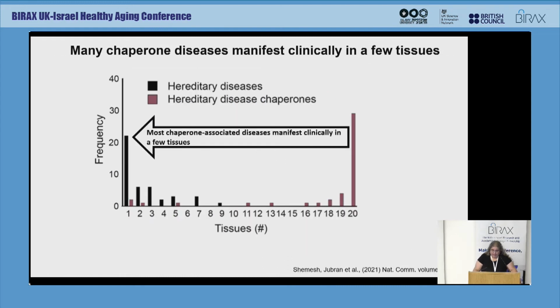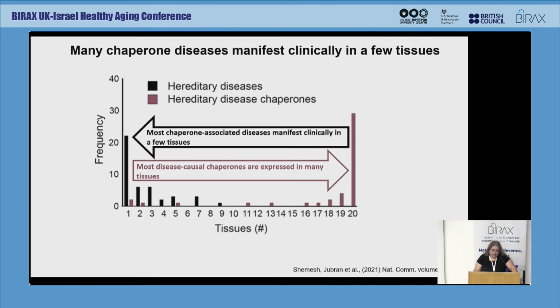And indeed, when you look at that, what you see is that most chaperones that are associated with disease manifest clinically in a few tissues, but they are actually expressed in all the tissues, similar to what we saw in, let's say, the general Mendelian group of diseases. Chaperonopathies stick to this rule.